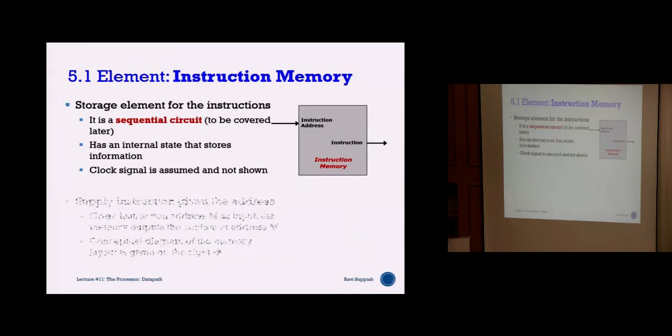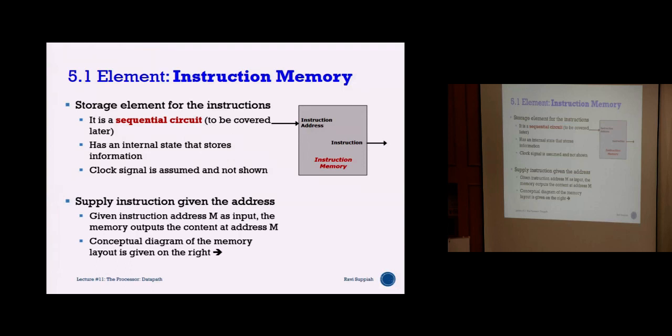Memory is nothing more than a sequential circuit, which is storing all your instructions or your data. When I specify and put an address, what I get is the content at the address. Memory is nothing more than just a storage. If I store instructions at this address, then when I supply an address, I get the instruction. If I'm storing data, then when I supply an address, I get the data. It's just a place to store information.